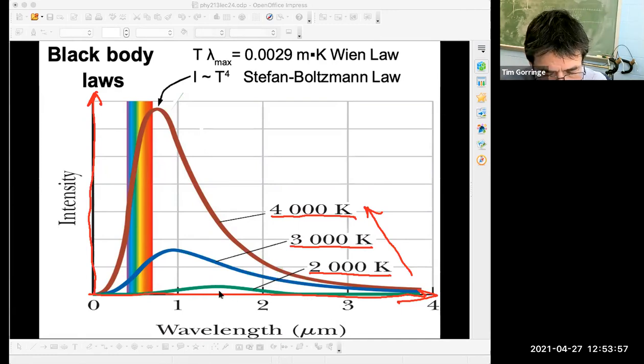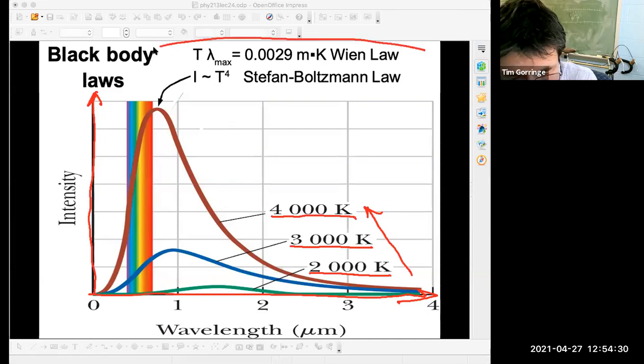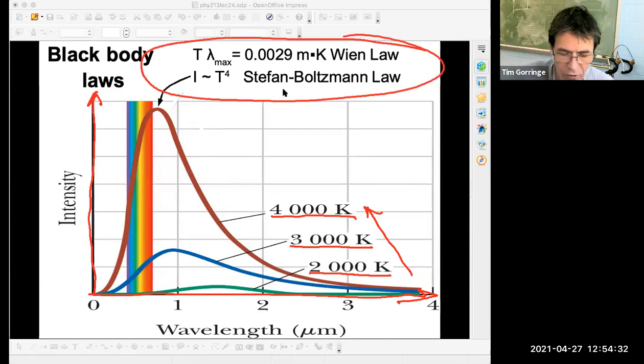the temperature. So this light here for 2000 Kelvin, it peaks at a higher wavelength. That's a redder wavelength. This peak here for 4000 Kelvin, it peaks at a lower wavelength. That's a bluer wavelength. So the light became less red, more blue as we increase the temperature. Now there are two laws, two kind of empirical laws, experimental laws that describe this.